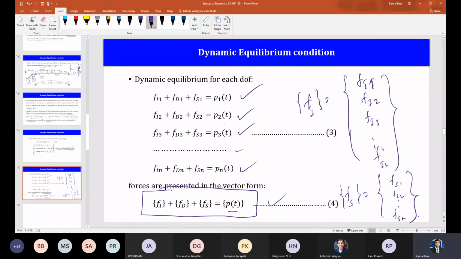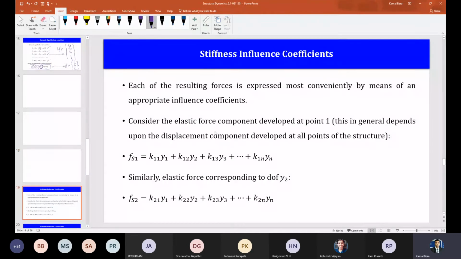Now we will express this Fs, Fd, or Fi using a term called the influence coefficient. First we will deal with Fs, because that is easy to understand. What is Fs1? Fs1 is the spring force at coordinate 1. So you are getting some preliminary ideas of what the stiffness coefficient is all about. Each of the resulting forces is expressed most conveniently by means of an appropriate influence coefficient. I'll talk about that.